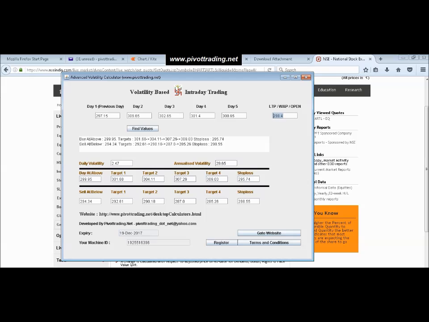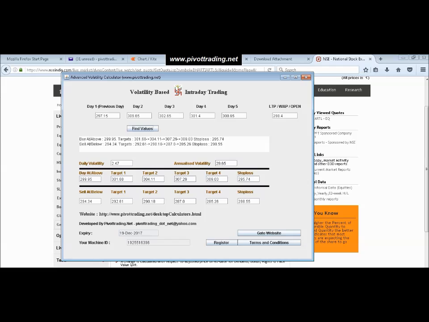Or you can directly put the open price if you are getting confused as what to put. So simple way is put the open price, and you do a find value. I will come to it when you should use LTP. I will come to a bit later on this, but as of now you just assume that you are using this particular calculator in the first 10, 15 or 30 minutes of the market opening. In such cases you should go for open price or the average price.